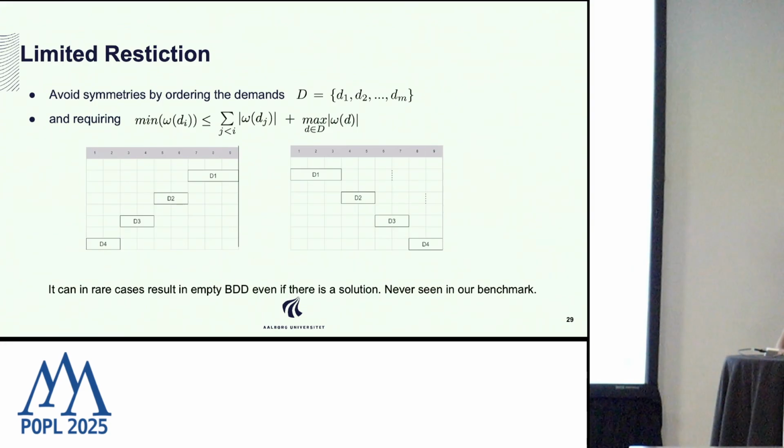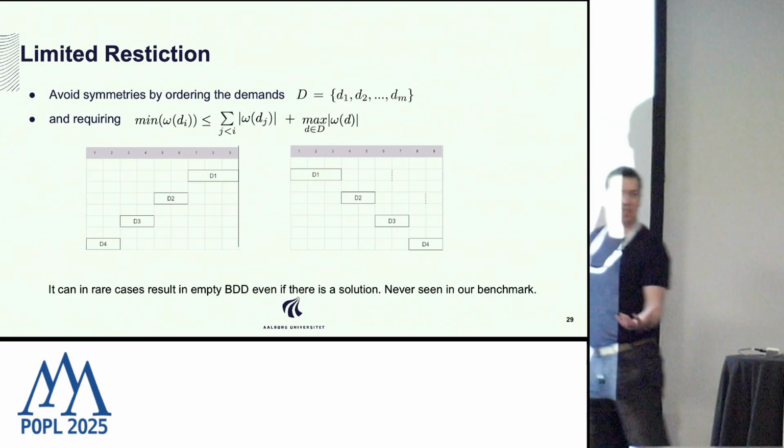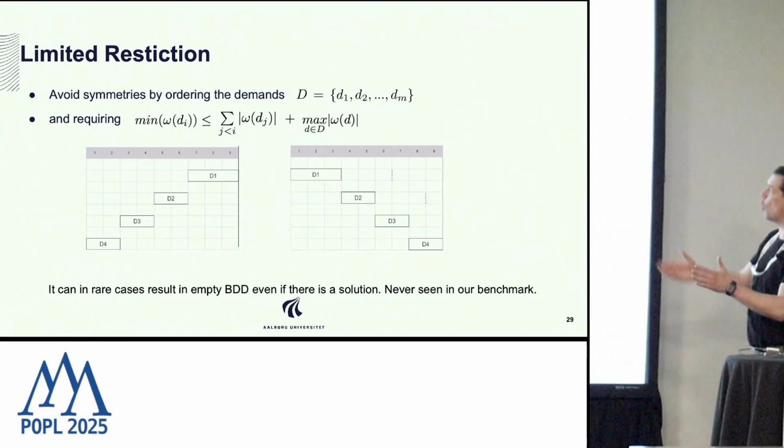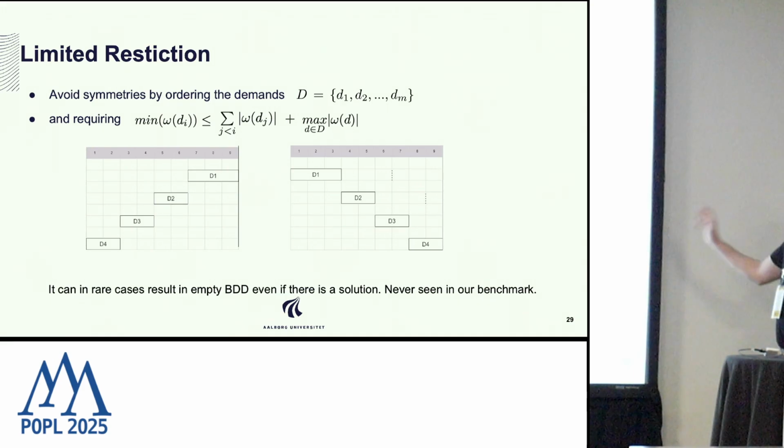We also have yet another restriction that removes symmetries, because we don't really care whether the demands are ordered like this or like that. These are symmetric solutions, so we simply impose some ordering on the demands and say that first we start from D1 and then D2, and there is a formula that guarantees that the ordering is kept. This is not completely safe. We can actually arrive at an empty BDD even if there is a solution. But on the whole benchmark, when we tried, this was never the case. And if there is a solution, the optimal solution is present there as well.